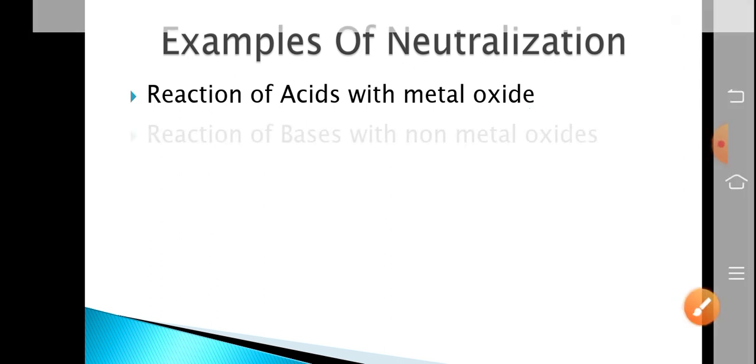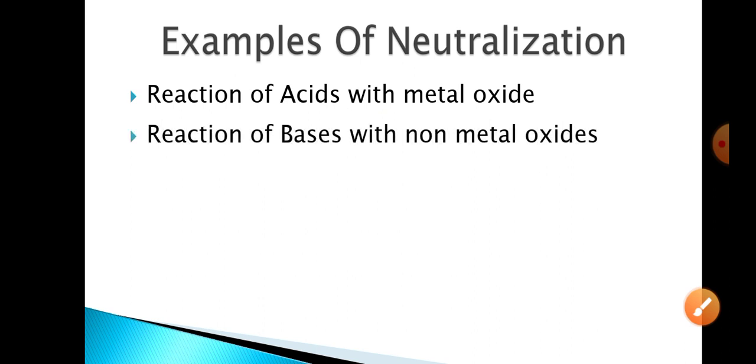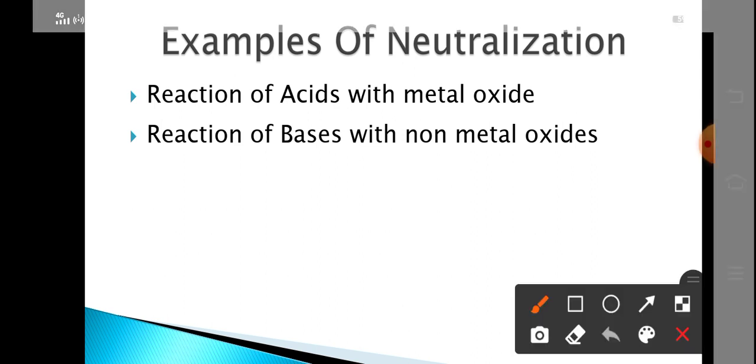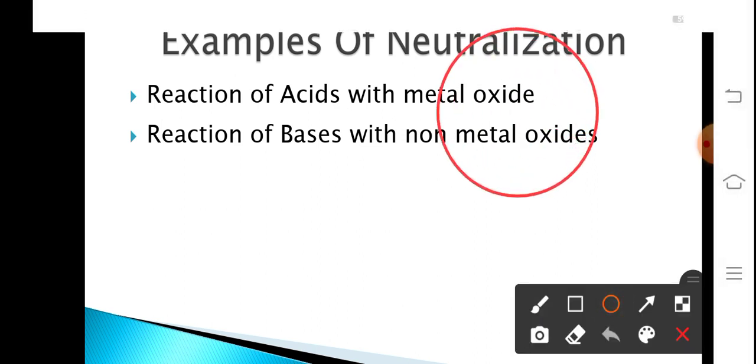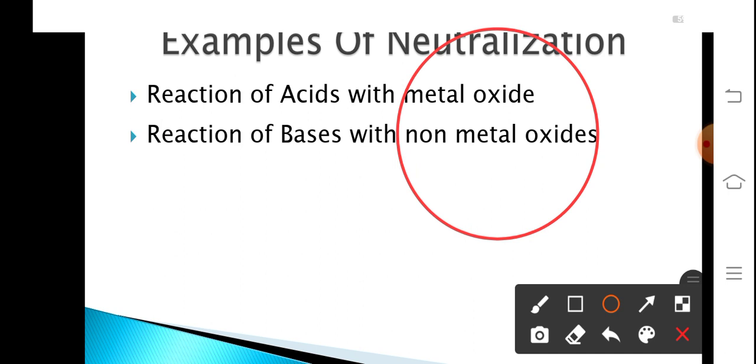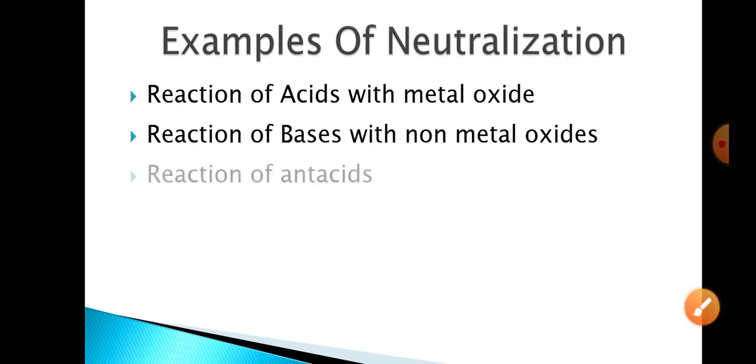Now let us take second example, reaction of bases with non-metal oxides. Now here, non-metal oxides, for example, carbon dioxide or sulfur dioxide, these are non-metal oxides and they have acidic nature. So when they react with base, the reaction is neutralization reaction. You can check these above mentioned two reactions in my acid base part 2 video.